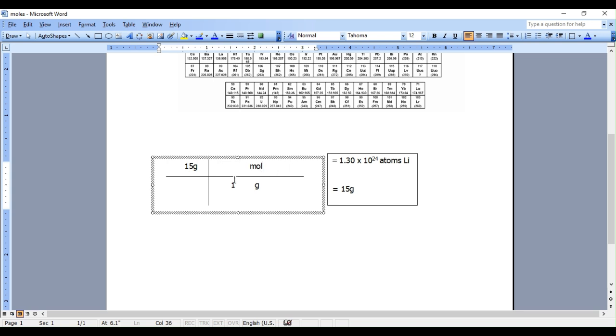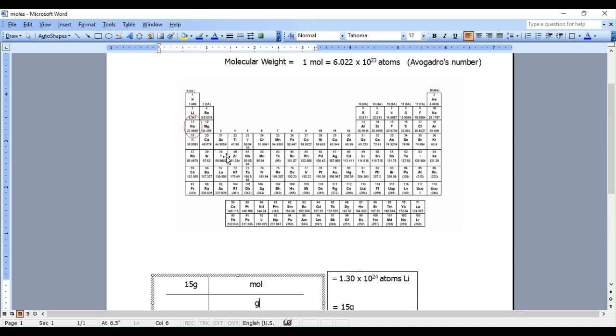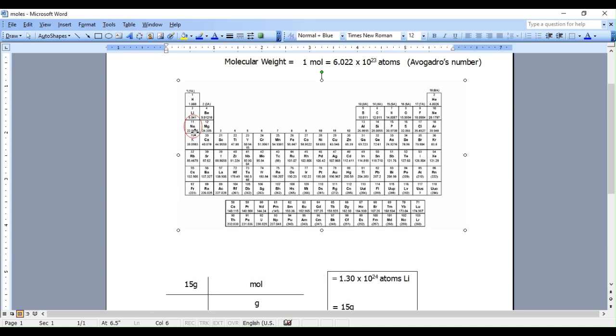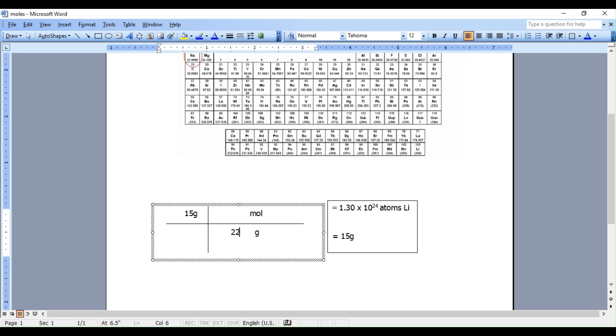Now what do I do here? Get rid of that one, sorry. How many grams are in a mole of sodium? Go back to the periodic table, look at the molecular weight of sodium. It's 22.998 grams of sodium, Na, in 1 mole of sodium. It's a much heavier metal. And that turns out to be a small number.